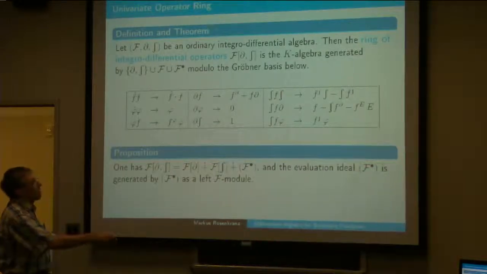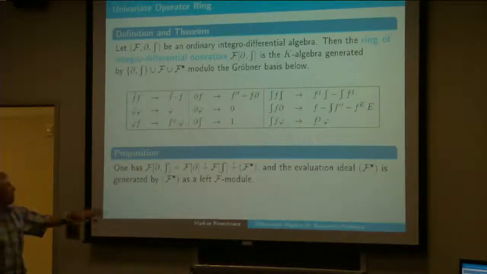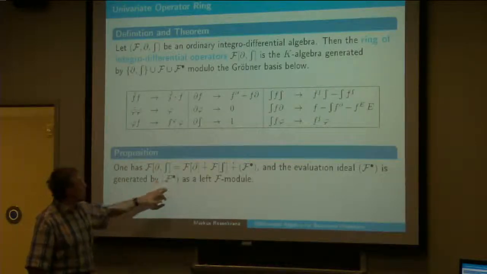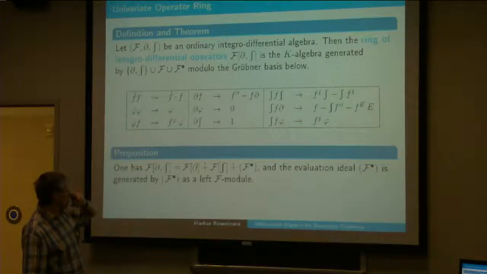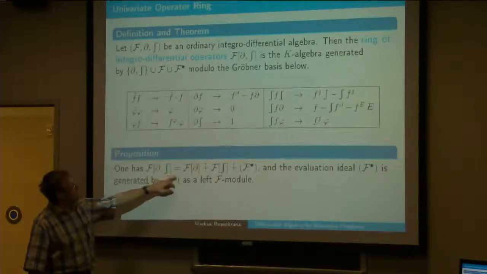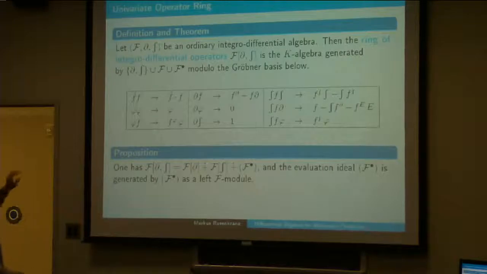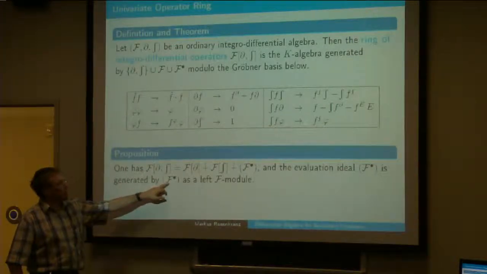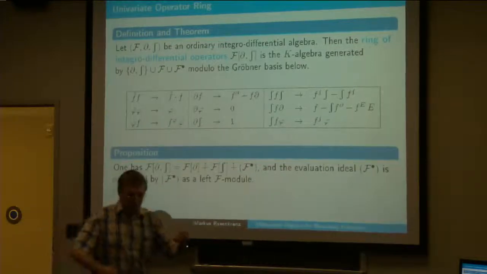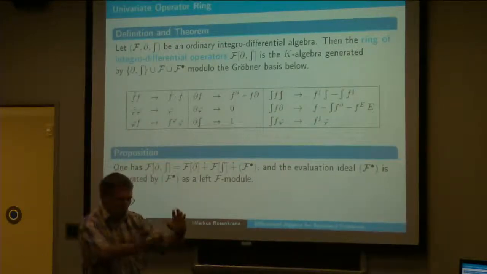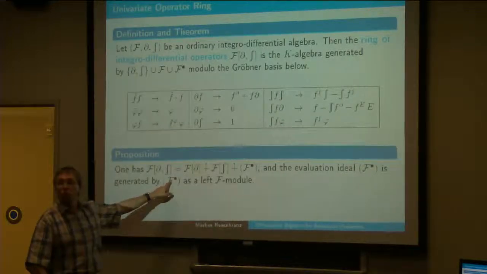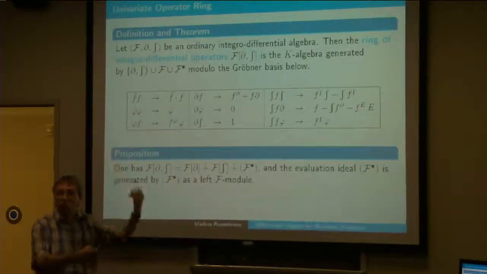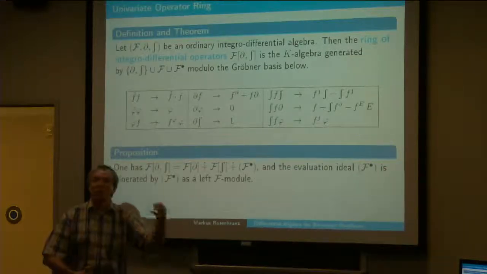And it turns out that this evaluation ideal can also be described as a left module. So this here is the ideal. I always have to think left or right. This is the right ideal, yeah? The right ideal generated by the characters, yeah? Intuitively, this just means that you can do whatever you like, but in the very end, you have to apply a character. And this means you get down to a number, because you evaluate at some point.